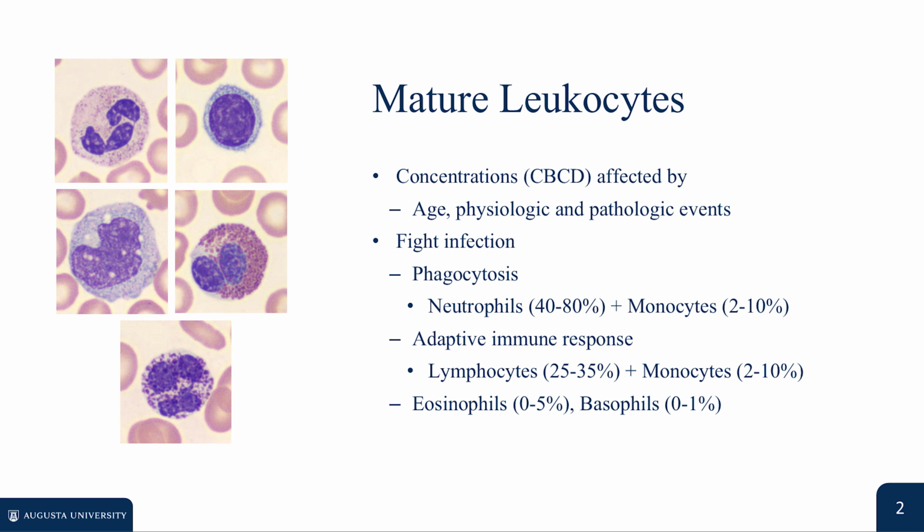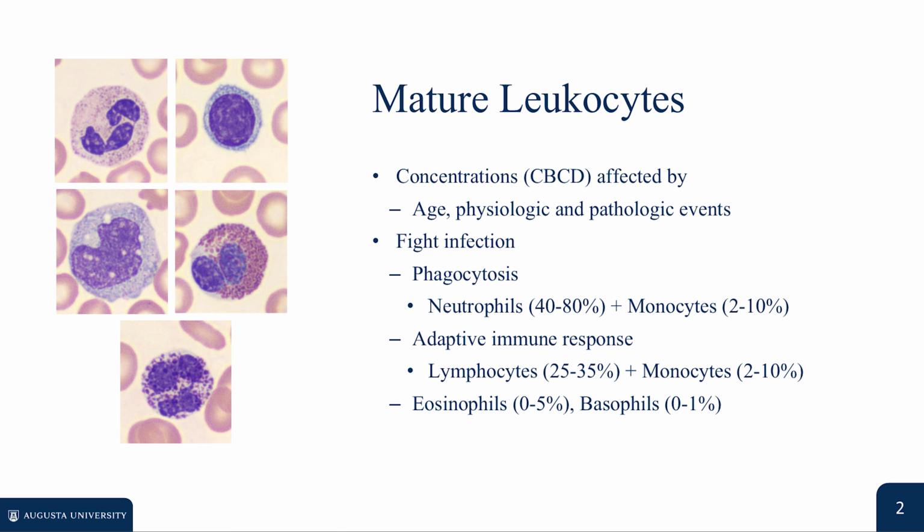In healthy adults, 5 mature leukocyte types are present in characteristic concentrations evaluated via a CBC with differential, or CBC-D. Segmented neutrophils comprise 40 to 80% of circulating white cells, representing the highest concentration in adult peripheral blood. Lymphocytes follow at 25 to 35%, while monocytes range from 2 to 10%. Eosinophils account for 0 to 5%, while basophils are the least concentrated at 0 to 1%.